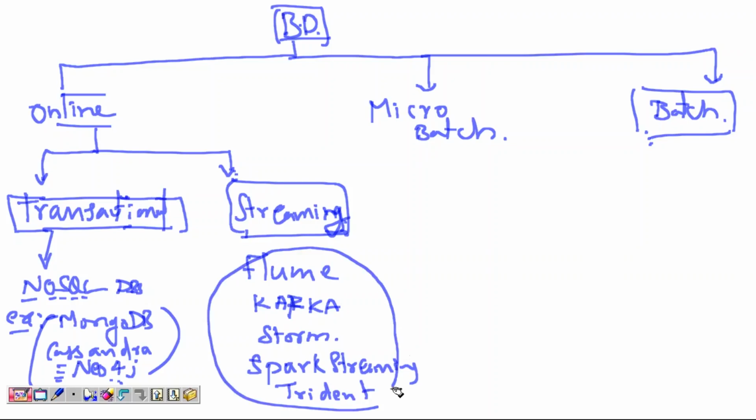All these things, the purpose is to capture the streams. But one is not a replacement for another. Suppose there is Flume and Storm: Flume is not a replacement for Storm, and Storm is not a replacement for Flume. The Flume purpose is different, the Storm purpose is different.